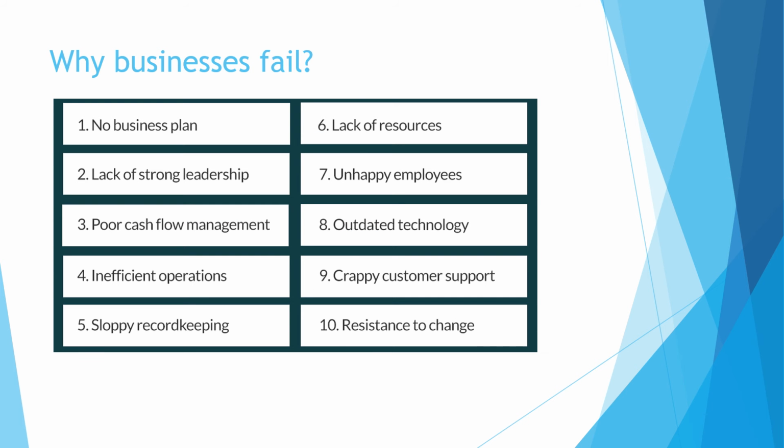So again, why do businesses fail? Because they have no business plan is number one. It could be lack of strong leadership. If the business has not a good leader, then it is very likely that the business will fail to operate and they will go bankrupt. So it could be poor cash flow management. It could be insufficient operations, sloppy record keeping. It could be lack of resources, unhappy employees, outdated technology.